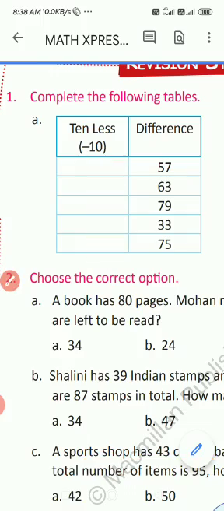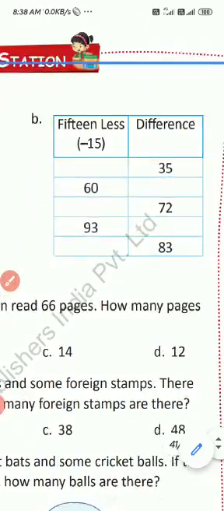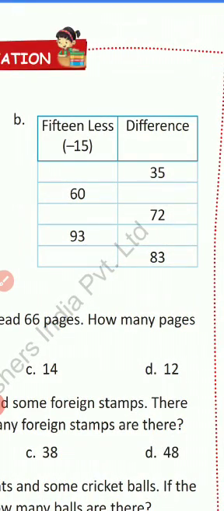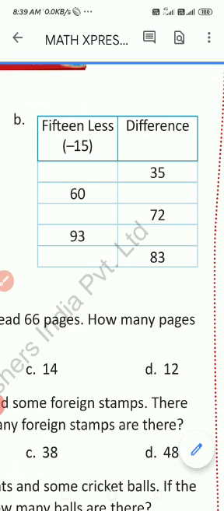Okay, next come on, B question. 15 less and difference number. So two numbers are written in the column of 15 less, and three numbers are written in the column of difference. It means that we have to subtract 15 from the three given numbers, and we have to write two numbers in the difference column.